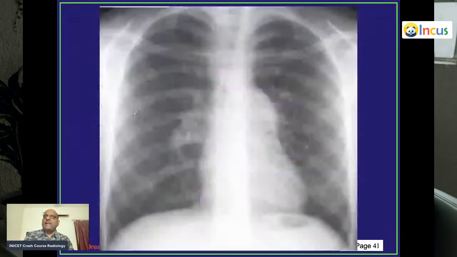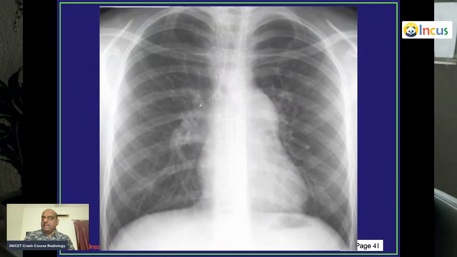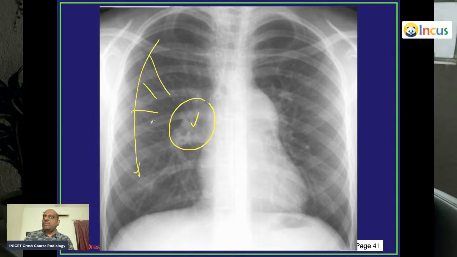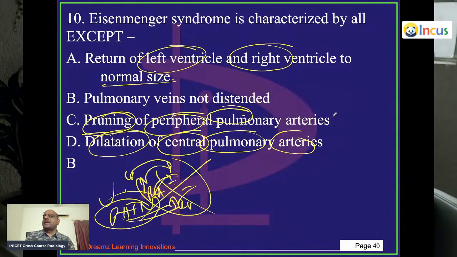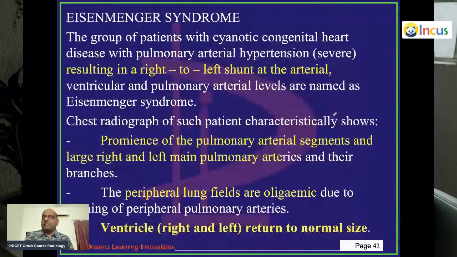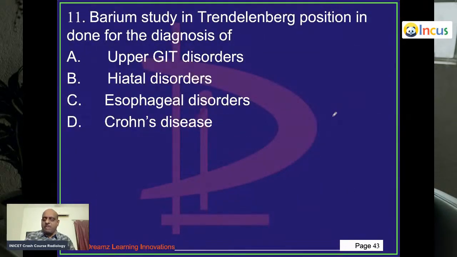So once there is pulmonary hypertension, the pulmonary artery is enlarged, and peripherally, normally there are a lot of branches of the pulmonary artery. There is peripheral pruning, it is called peripheral pruning. In the periphery, you are not finding any pulmonary artery shadows. Peripheral pruning is the characteristic feature of pulmonary hypertension, is what you need to remember.